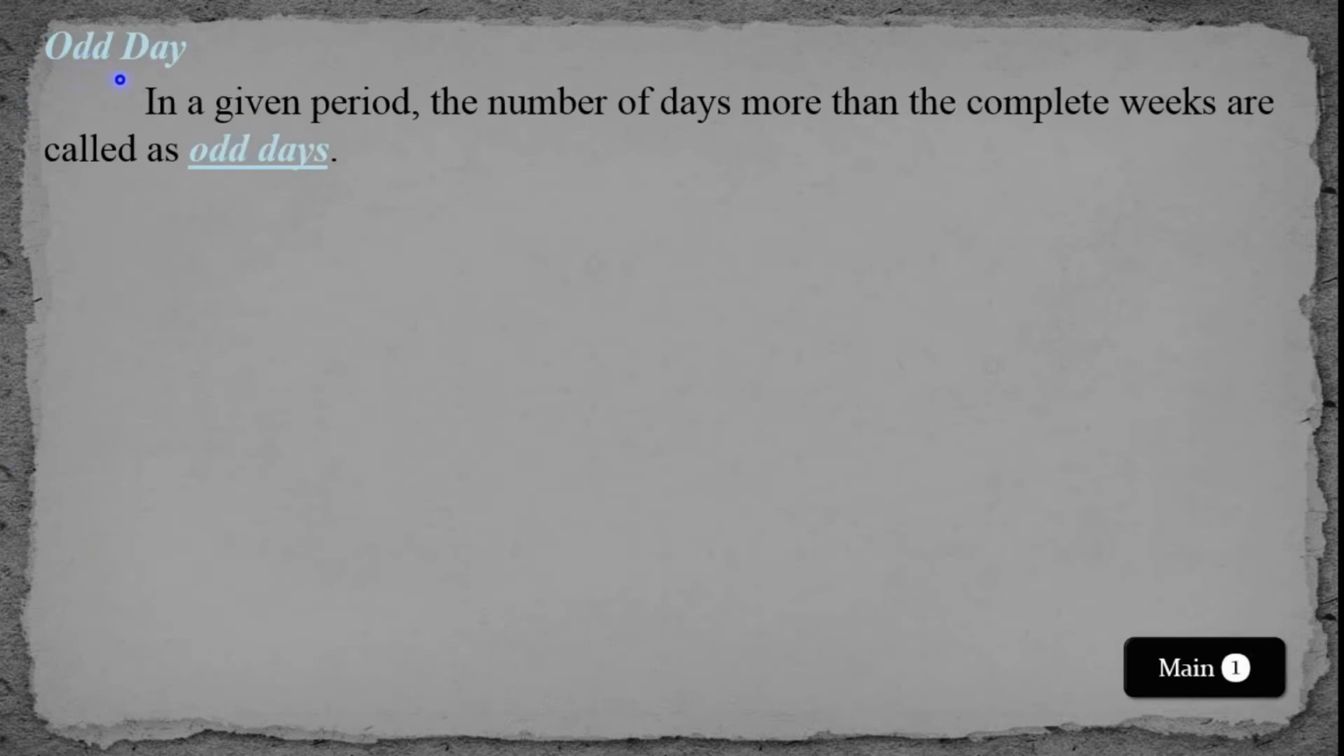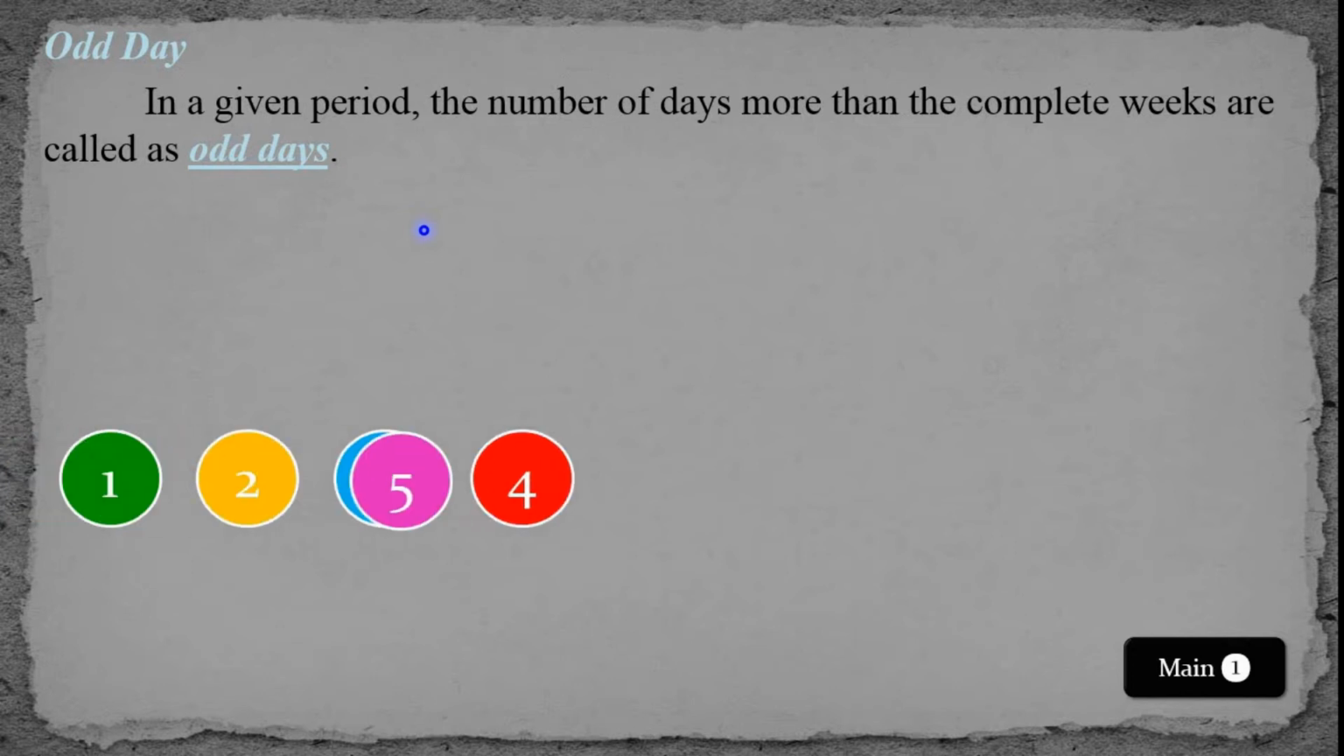Now, move to the concept of odd day. In a given period, the number of days more than the complete weeks are called odd days. Suppose we are given a number of days. From this number of days, we have to form the number of complete weeks. After forming complete weeks, obviously we are left with some days which are not sufficient to form another complete week. This number of days is known as the number of odd days. The number of odd days must lie between 0 and 6. To make it clear, let me explain by giving an example. Suppose we are given 9 days.